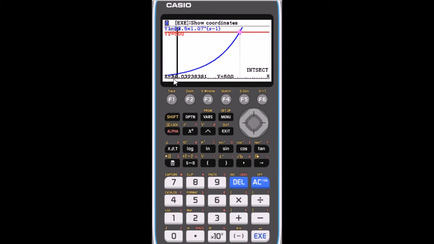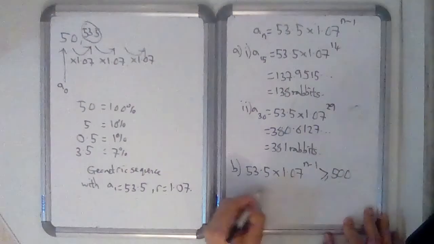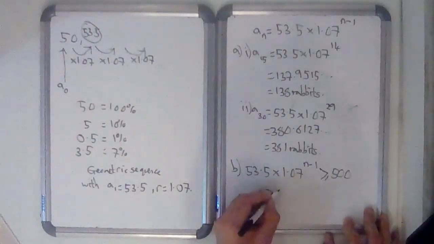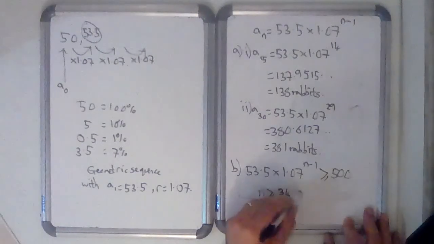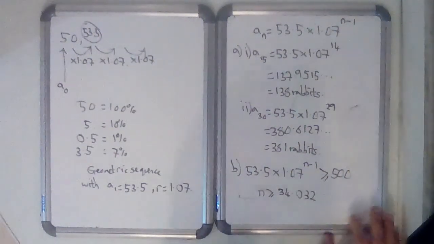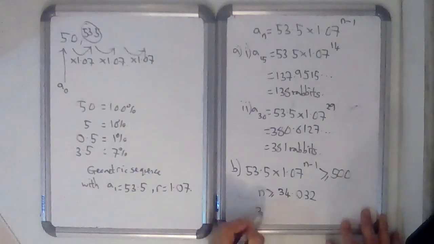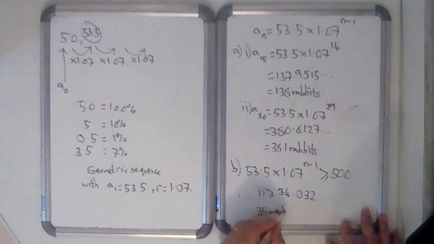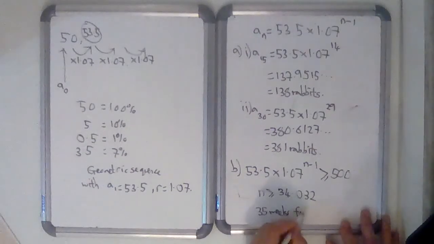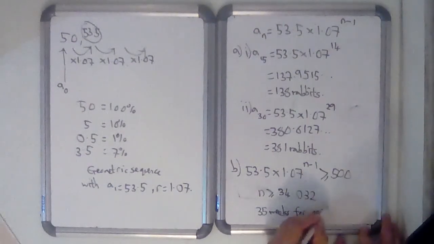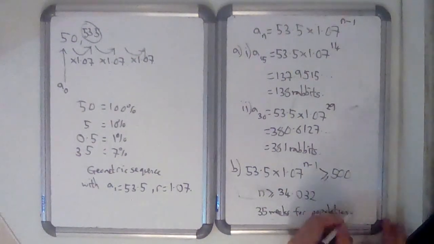So after 34.032 weeks, this population reaches 500. That tells me that n needs to be greater than or equal to 34.032. So it's going to take 35 weeks, or in week 35, for the population to reach 500.